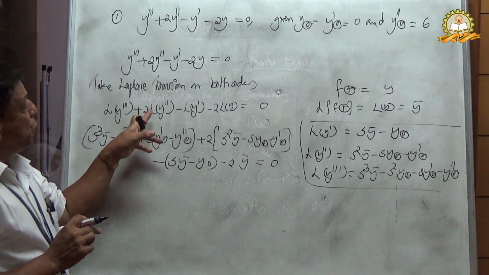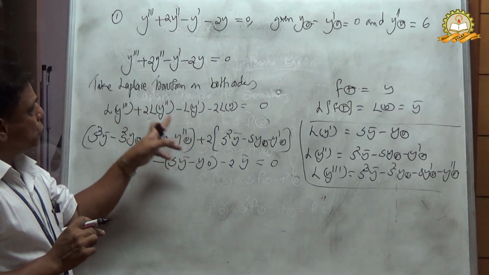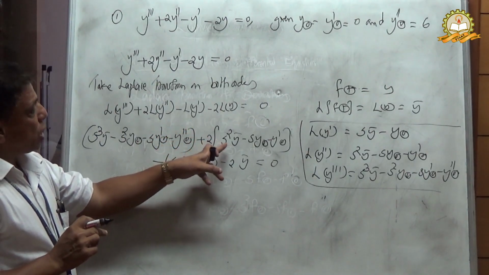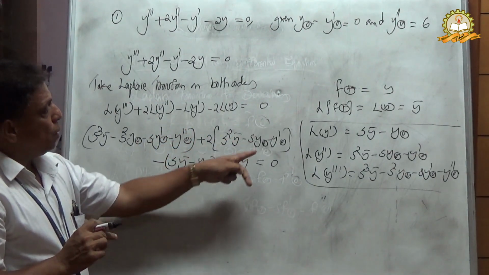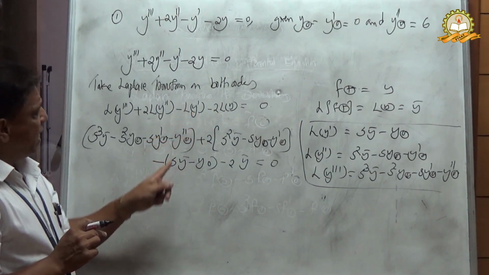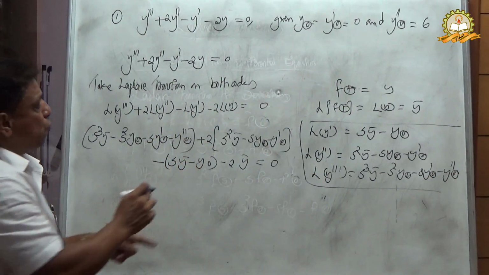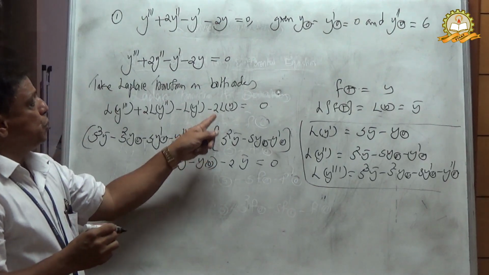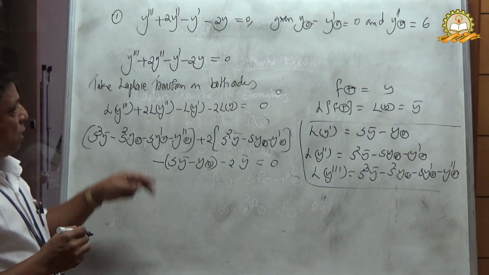Then second case, 2 into L of y double dash. Apply the formula: s square y bar minus s y0 minus y dash 0. Then third case, 2 into L of y dash, s into y bar minus y0. Then 2 into L of y, 2 into y bar equal to 0. This is the first step.